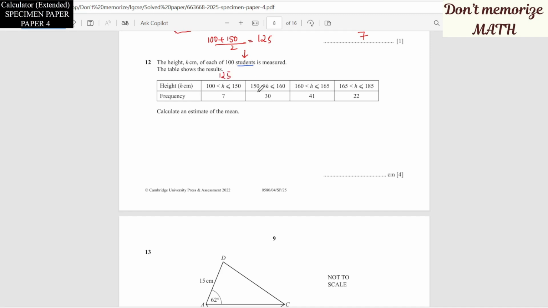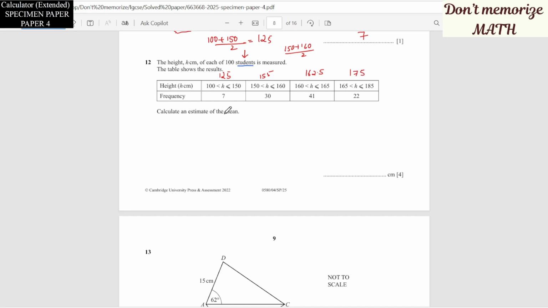Next one, 150 and 160. The middle number will be 155, right? If you don't know, 150 plus 160, this is a calculator paper, so you can use the calculator, and you will get 155. Then 160 plus 165 divided by 2 is 162.5. Then 165 plus 185 divided by 2, you will get 175.